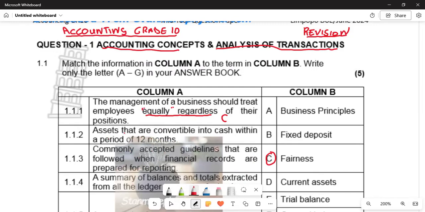1.1.2: assets that are convertible into cash within a period of 12 months. That is when we are talking about current assets. Current assets are the ones that we can convert into cash within a period of 12 months, within a year. So the correct answer there is D, current assets.